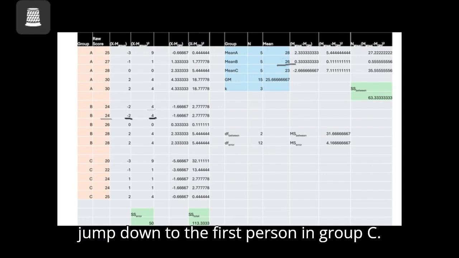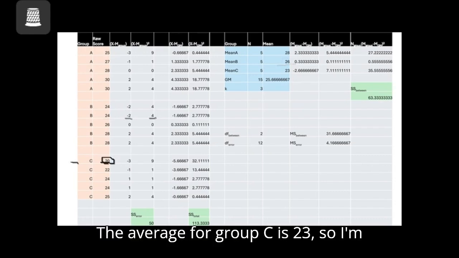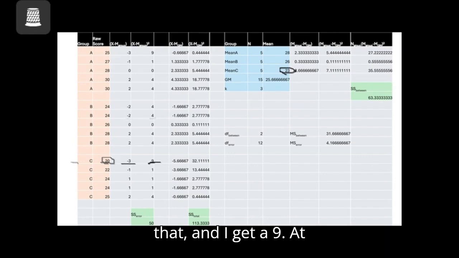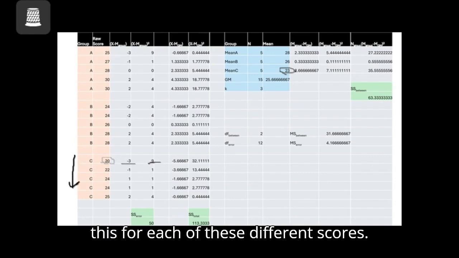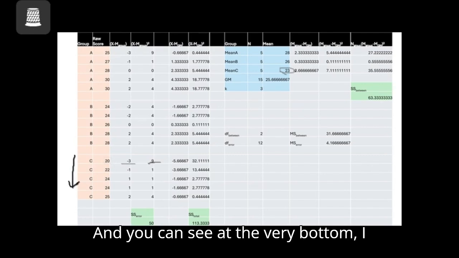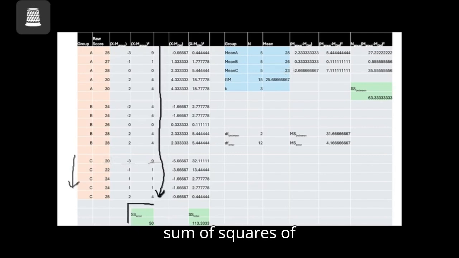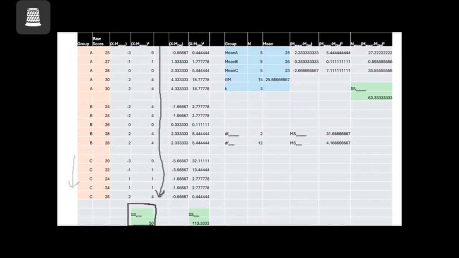I'm going to jump down to the first person in group C. I got a score of 20. The average for group C is 23, so I'm going to subtract that to get my deviation score of -3, square that, and I get a 9. At the bottom, you can see I've done this for each of these different scores, and at the very bottom, I have added all of these up, so I get my sum of squares of 50. That is the sum of all of these individual deviation scores.